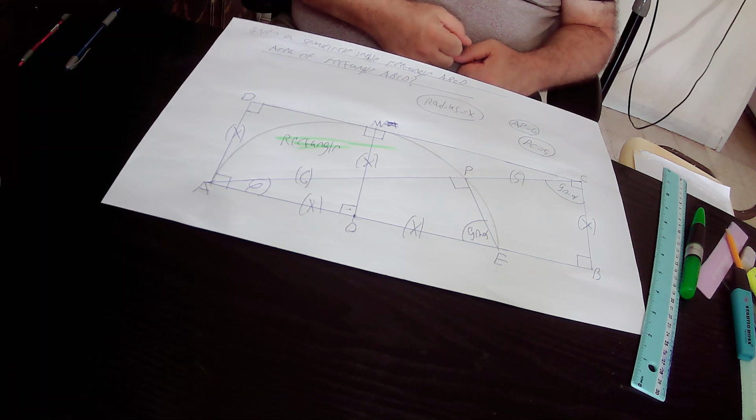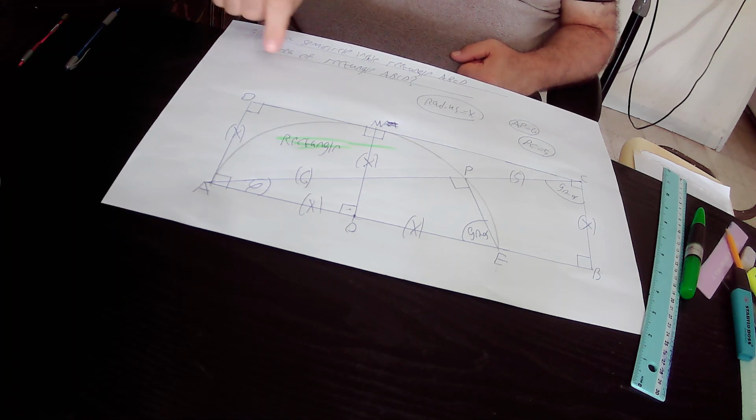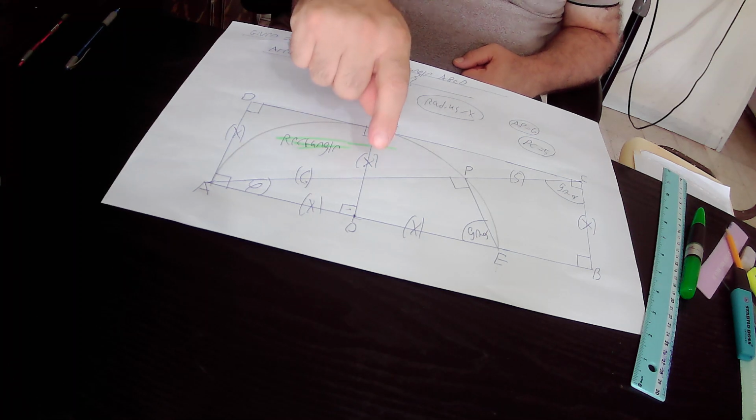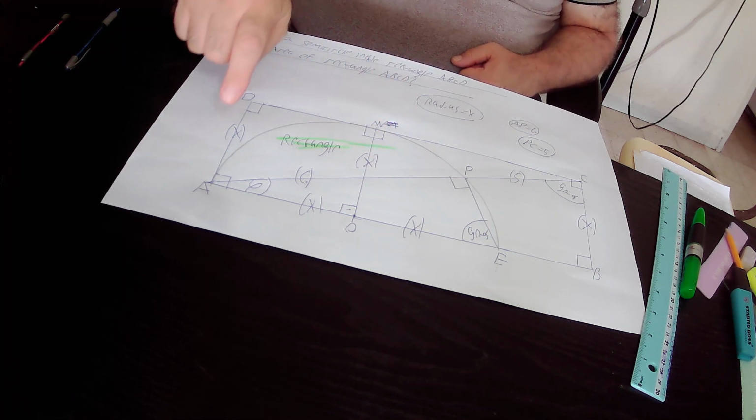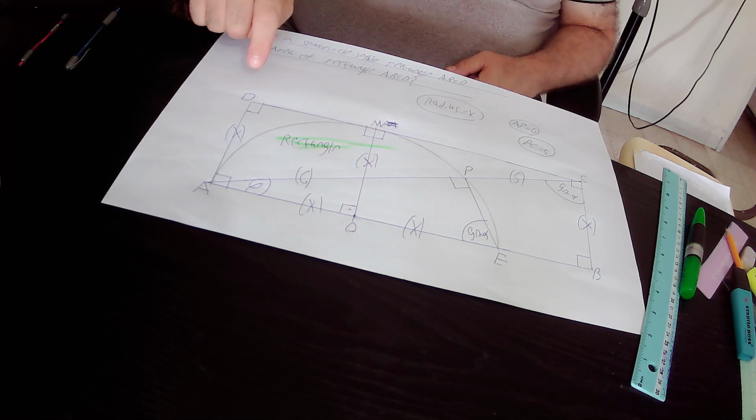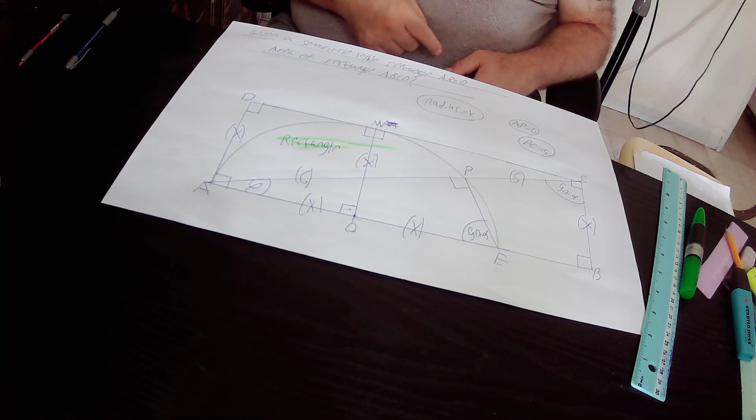But we also know that the opposite sides of a rectangle are equal to each other. So in the small rectangle DMOA, side MO must be equal to the opposite side DA. But MO is x, therefore the opposite side DA must also be equal to x units in its length.